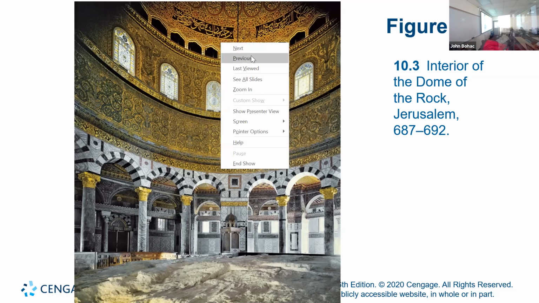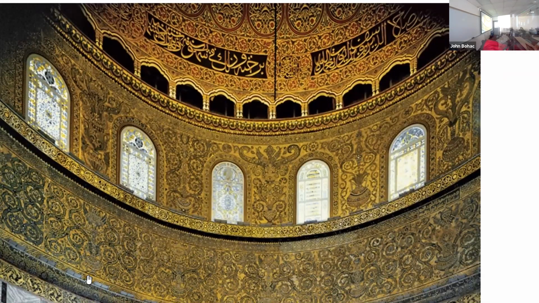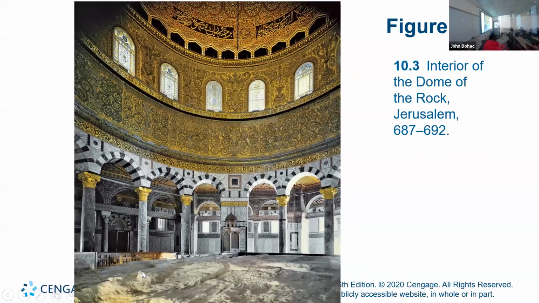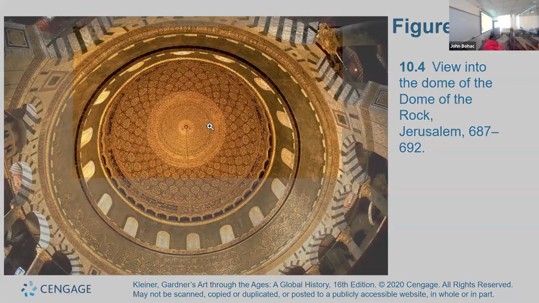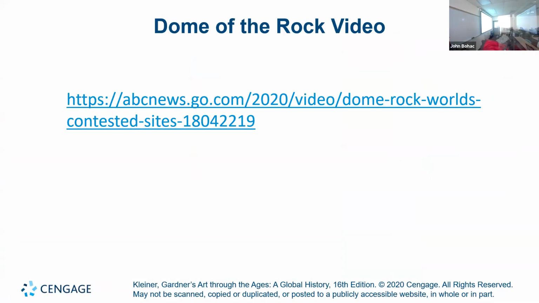Let's see some of this patterning here. It's really pretty cool. And so even in the windows and the archways, again, a Roman thing. Holy words. And here's another view of it. And so that's the Dome of the Rock. It is one of the earliest examples of Islamic architecture.